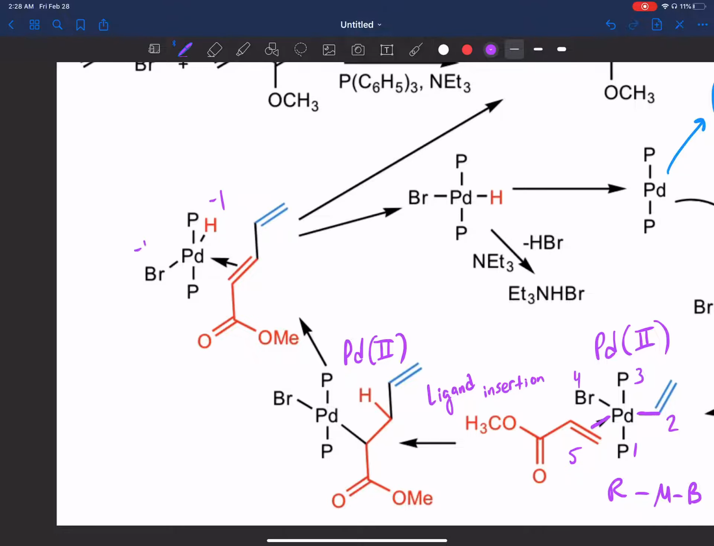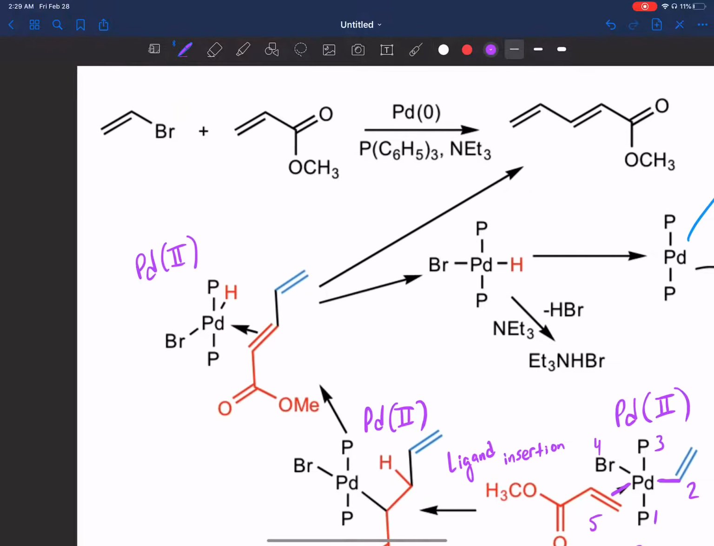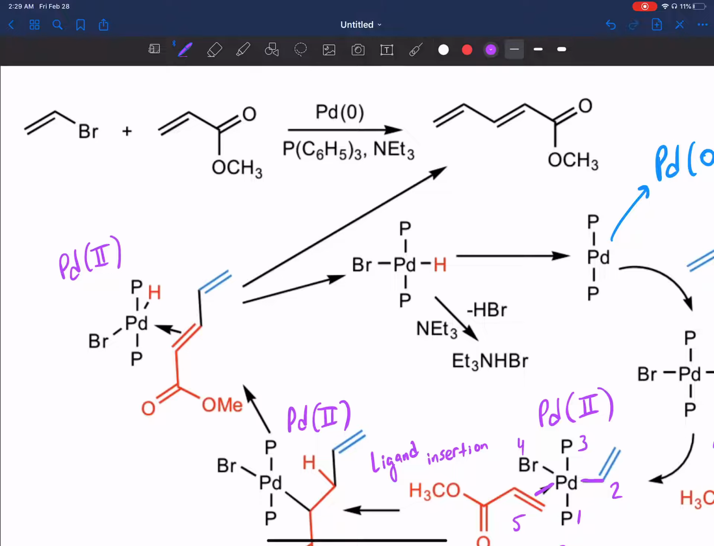And my bromine contributes -1. This alkene, because it's now bound at the center, is not contributing to my oxidation state. And so because my overall charge is -1, I now again have palladium +2. So my oxidation state didn't change. So again, can't use any of the reactions like oxidative addition or reductive elimination.